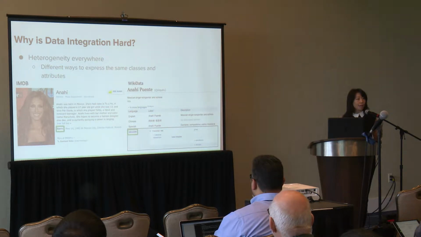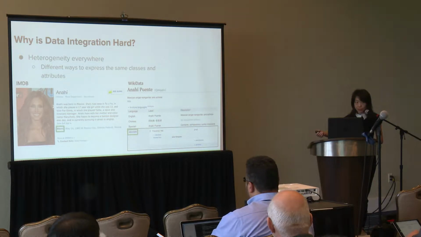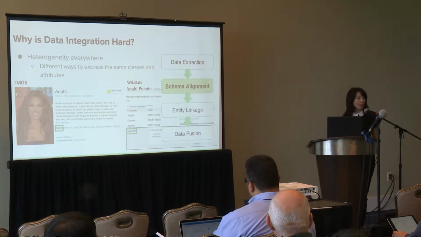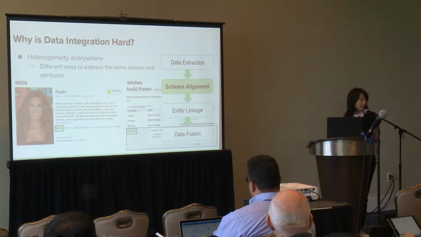And even when we have semi-structured data and relational data, we can have different ways of expressing the same classes or attributes of entities. So for example, here we have this is born, and this is date of birth. So these two terms are talking about the same attribute. So that's the semantic or schema heterogeneity, and schema alignment is used to resolve that kind of heterogeneity.